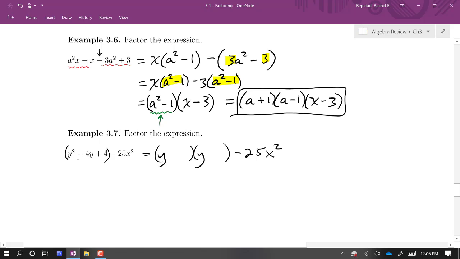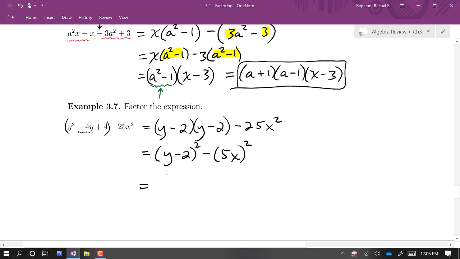And if I want to get a middle term that's equal to a negative 4y, we're going to use a minus 2 minus 2. So I have 2 of the same factor, y minus 2 times y minus 2. Well, that is, of course, y minus 2 squared. And now we might start to see what's happening. What I have is a difference of squares, because 25x squared is the square of 5x, and now we can factor this as a difference of squares. We've got y minus 2 plus 5x and y minus 2 minus 5x.